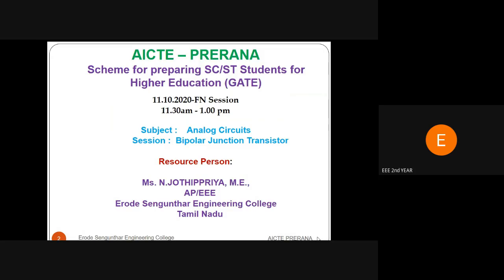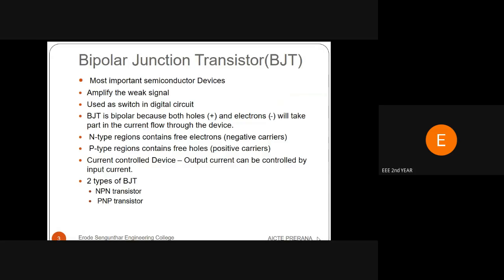Now let us discuss today's topic, bipolar junction transistor. Bipolar junction transistor is one of the transistors and the most important semiconductor device. Bipolar junction transistor is also known as BJT or simply known as transistor.